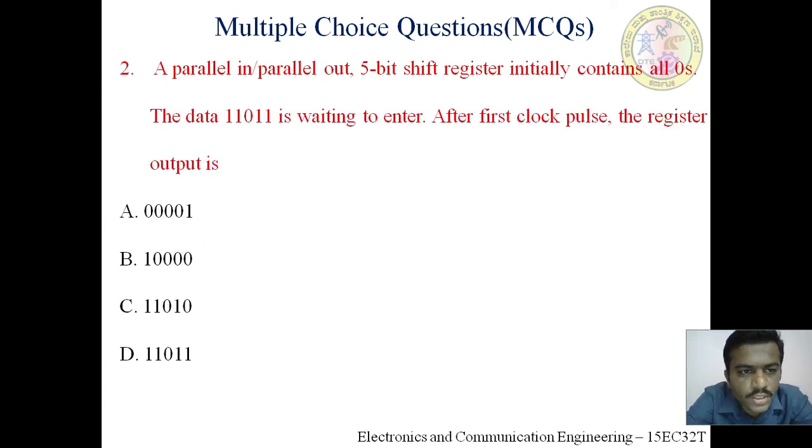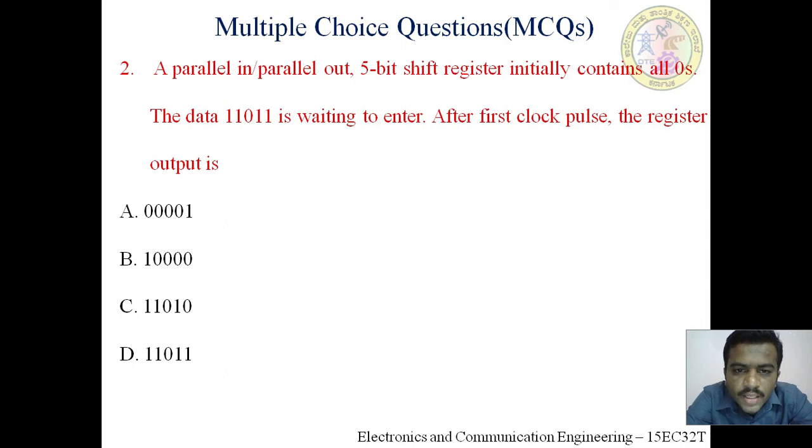Second question, a parallel in parallel out 5-bit shift register initially contains all zeros. The data 11011 is waiting to enter. After the first clock pulse, the register output is. In this question, we have a 5-bit shift register and it is initially reset. The output of all the 5 flip-flops is 0. The data 11011 is waiting to enter the shift register.